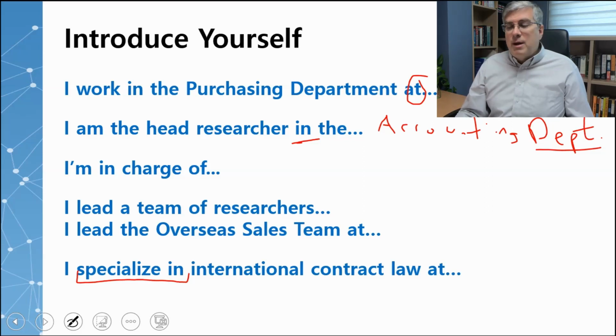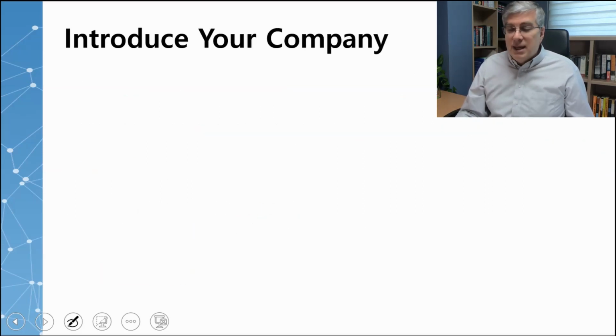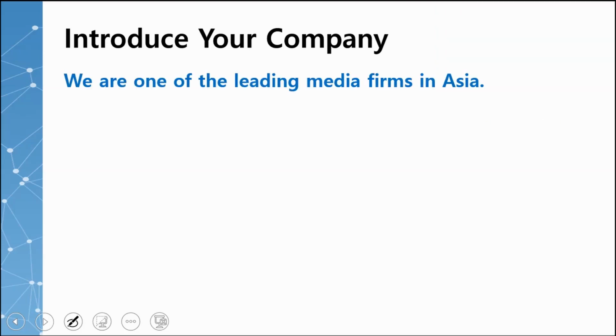Well, next we have, what about your company? How would you introduce your company? Again, there are many different things that you can talk about. You can talk about what your position in the region or market is. We are one of the leading media firms in Asia. Or we are a mid-sized. Mid-sized. You're not the largest, but you're not the smallest. You're in the middle somewhere. We are a mid-sized supplier of electronic parts for computers, or we are a mid-sized supplier of computer chips, for example.